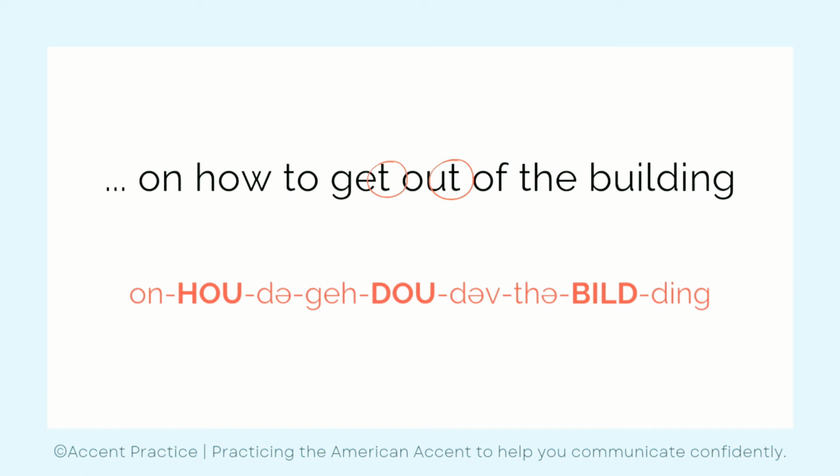Now let's look at these other two flap T's. Get out of. The best way to practice these flap T's is to pause on the vowels that precede them and use the flap T to link to the next word. In this case, ge and dao. Get out of. Get out of the building.